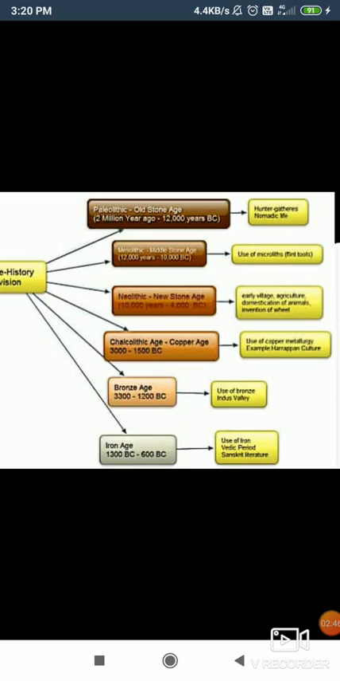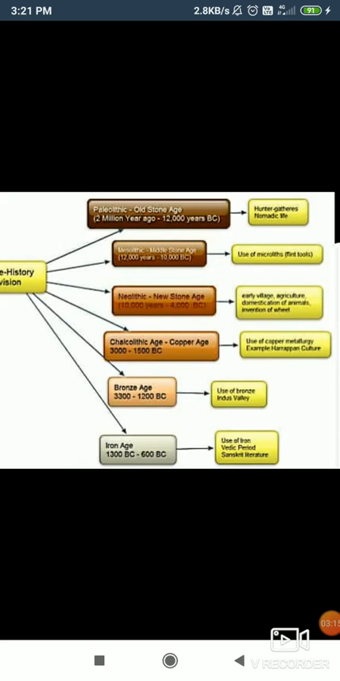The fourth category after the New Stone Age is the Chalcolithic Age. The Chalcolithic Age is also called the Copper Age. This was the age when they discovered copper and started making weapons and tools from copper. It started in 3000 BC and ended in 1500 BCE. Actually, this was the time when the civilizations of the world started to emerge.